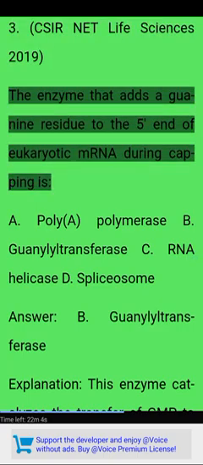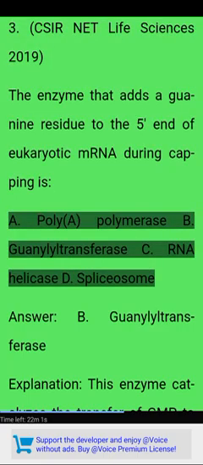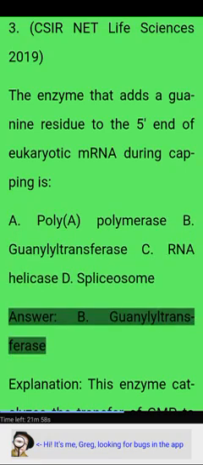3. CSIR NET Life Sciences 2019. The enzyme that adds a guanine residue to the 5' end of eukaryotic mRNA during capping is: A. Poly A polymerase. B. Guanylyltransferase. C. RNA helicase. D. Spliceosome. Answer: B, guanylyltransferase.